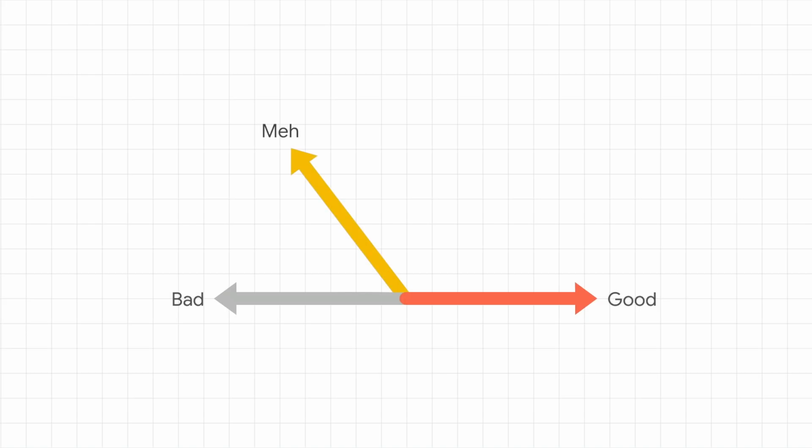We could then describe the word meh as being sort of bad, but not really that bad. So it might be an arrow like this. And then the phrase, not bad, it's not as strong as good, but it's more or less in the same direction as good. So we could draw it with an arrow like this.